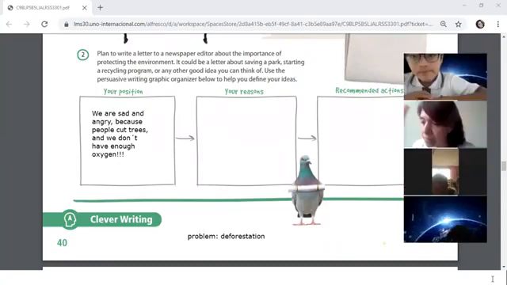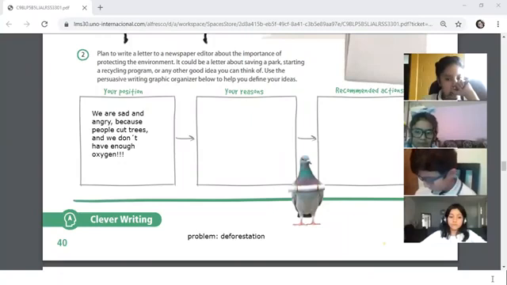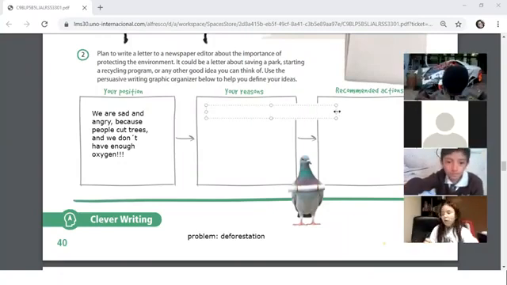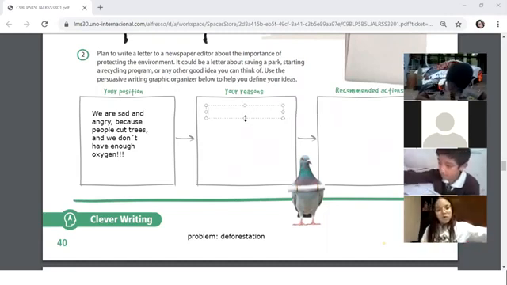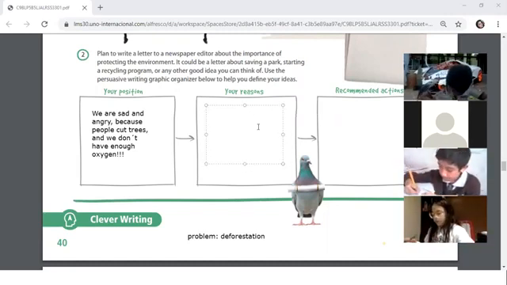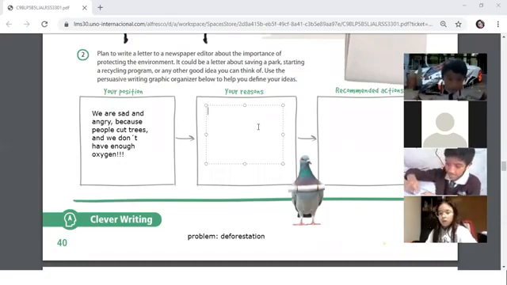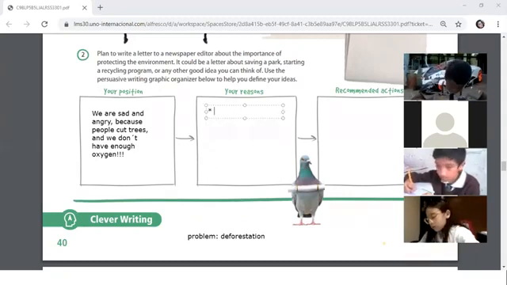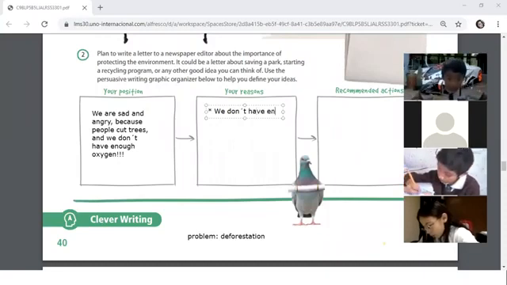Yes or no? Yes. And in your reasons, we have to make a list about the consequences of this specific problem. What are the consequences of deforestation? What do you consider? Oxygen. Yes. Okay, so we don't have enough trees giving us oxygen.